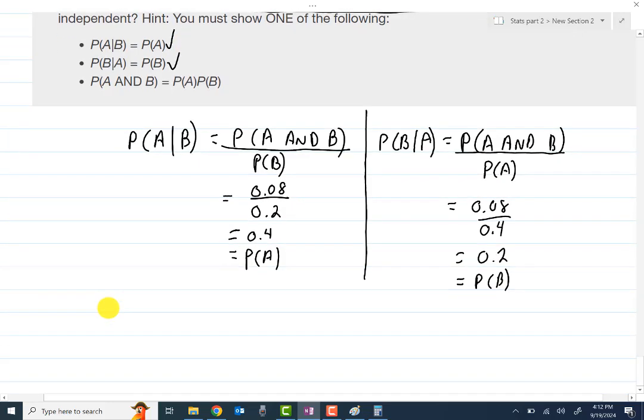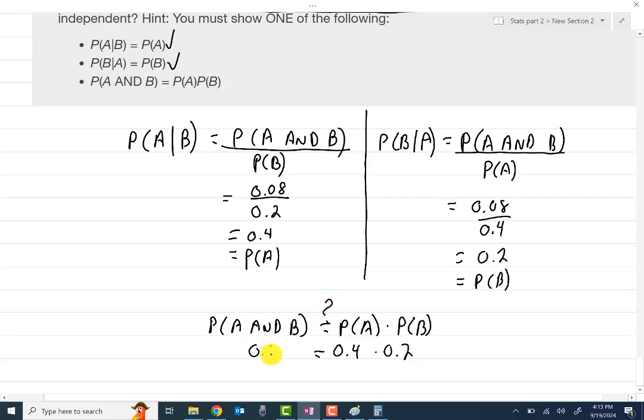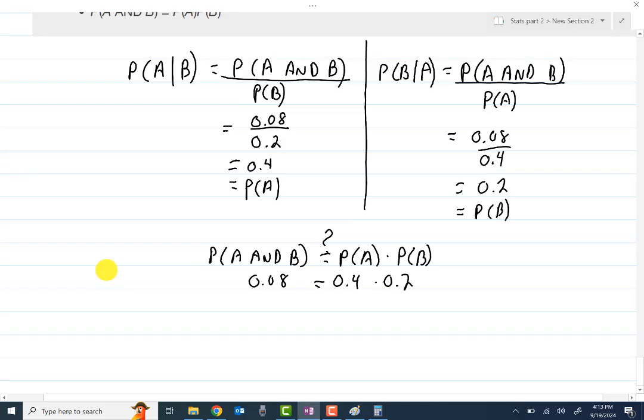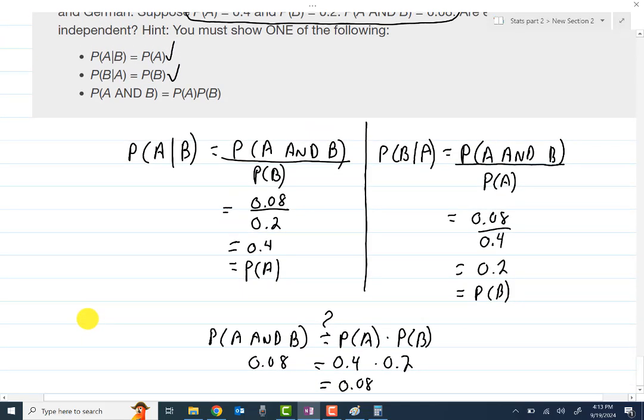And then finally, the probability of A and B equals the probability of A times the probability of B. Well, let's see. I have 0.4 times 0.2. So this is like a question mark. When you multiply two one-digit decimals, you'll get a two-digit decimal. And in fact, it'll be 0.08, which of course equals the left side.